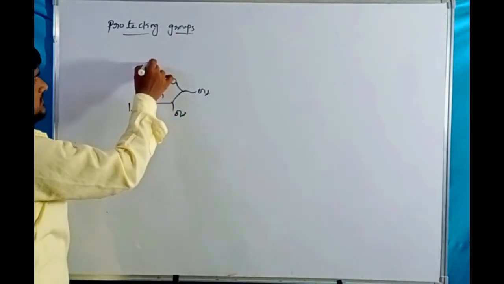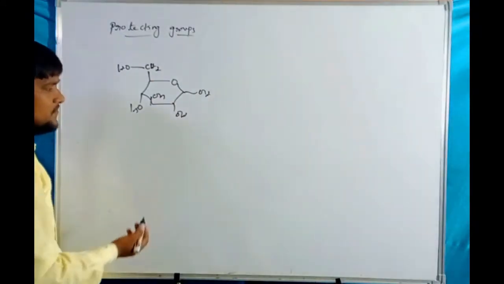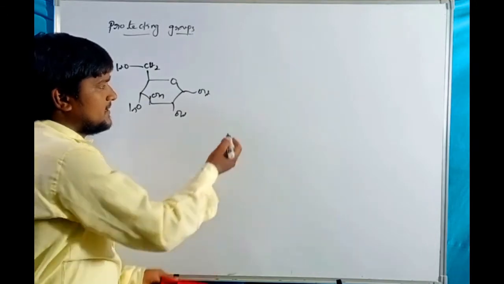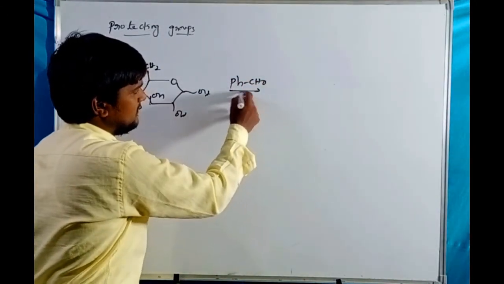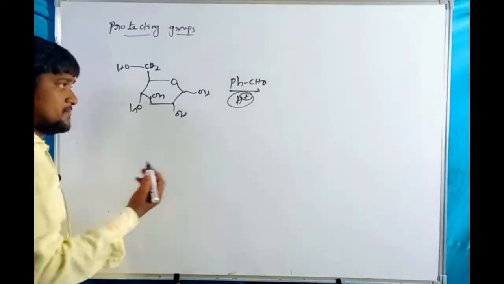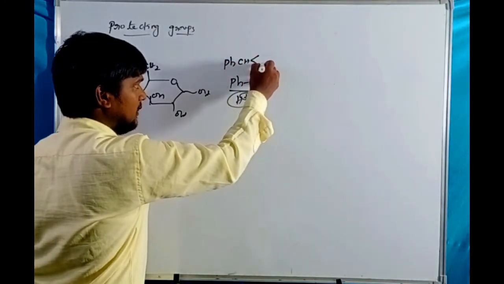OH, and here the CH2OH. Whenever this compound is treated with one mole of benzaldehyde in the presence of acid. Not only benzaldehyde, we can also use phenyl CHO methyl.